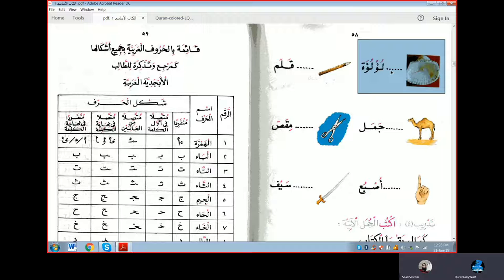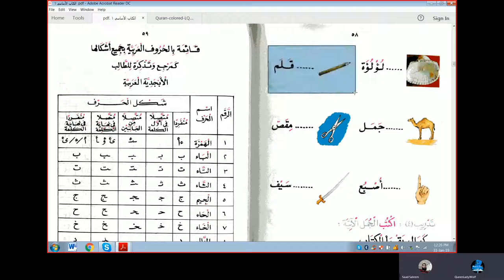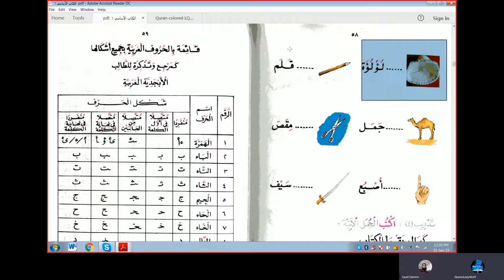What will you write here? Okay. So this is luluatun. Hazihi luluatun. This is a shell. It's a pearl. It's a what? Here, very small, inside it. Oh, this pearl. This is a pearl. Hazihi luluatun. This is a pearl.